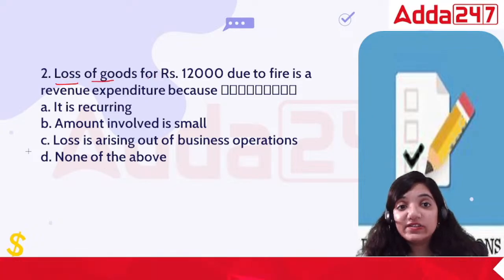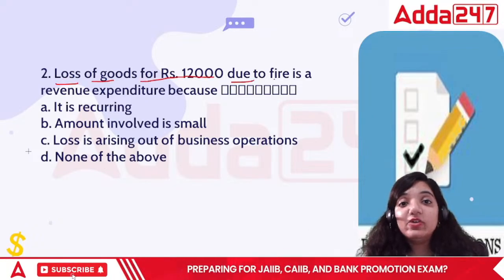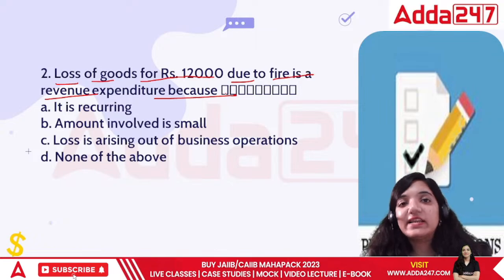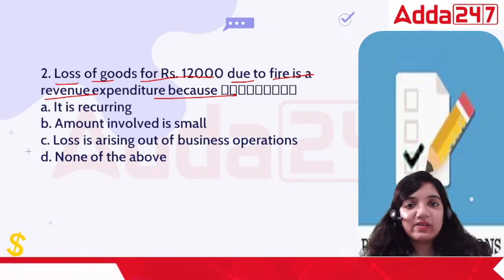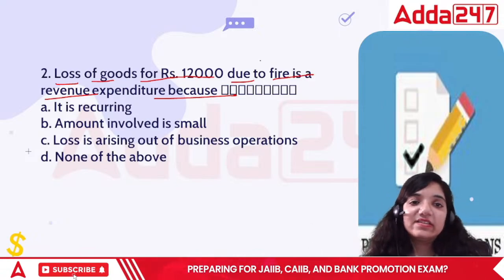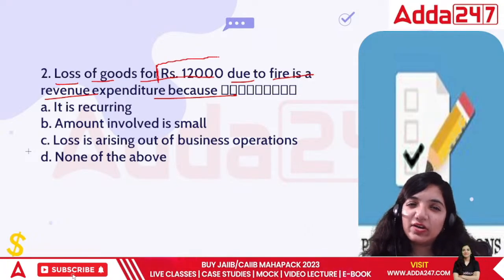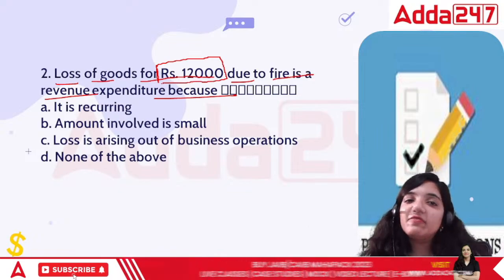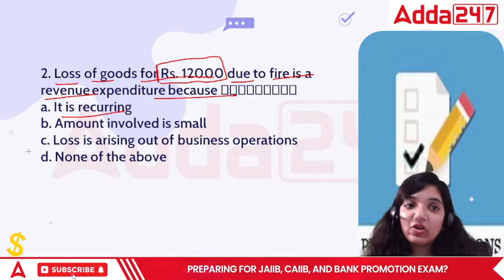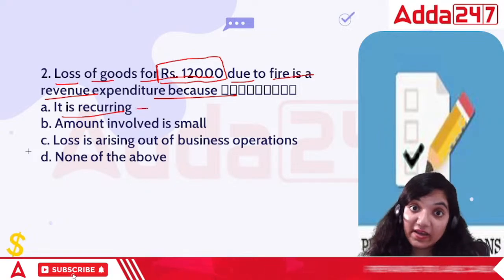Loss of goods for rupees 12,000 due to fire is a revenue expenditure. Technically, I was supposed to get 12,000 rupees worth of goods and I was thinking I'll make money out of it. But these goods are gone. They have burnt up, so there is nothing I'm getting now. It is recurring in nature. We call it revenue expenditure because it will again be repetitive.